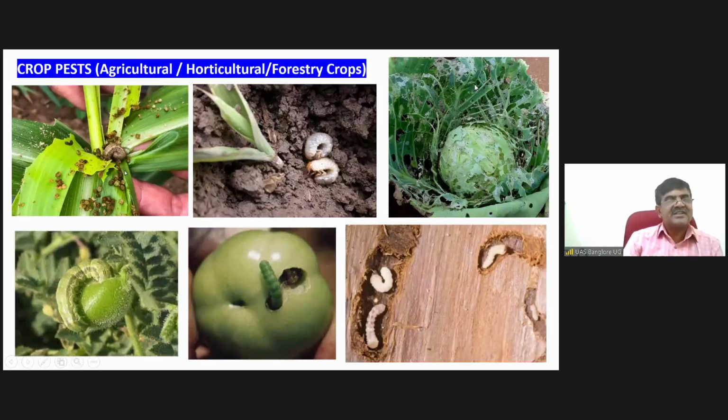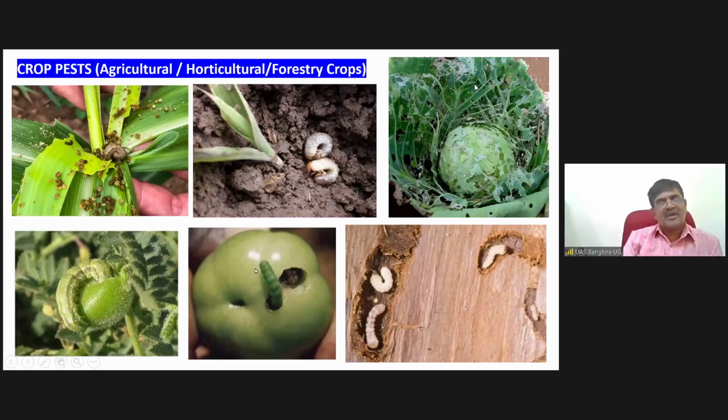As you look in the diagram, these are some of the pests of agricultural, horticultural, and forestry crops. For example, you can see a caterpillar that bores into the stem of maize. These are called stem borers. Similarly, there are some root grubs that feed on the roots of the plants. These are root feeders. You can also see the defoliators which feed on the leaves. And also you can see the pod borers, a caterpillar boring into the pod of the plant.